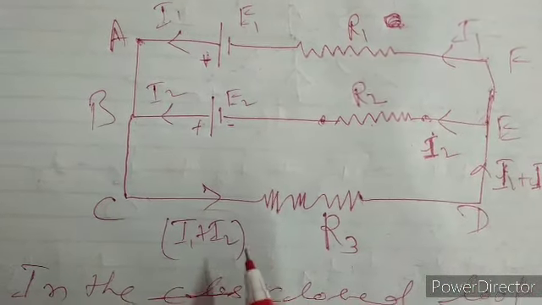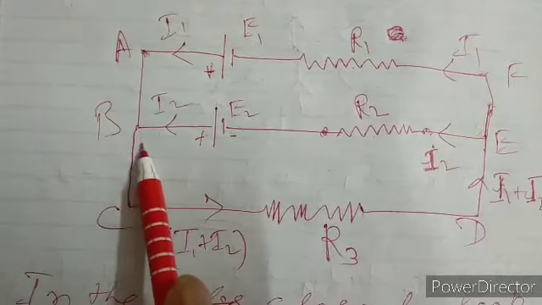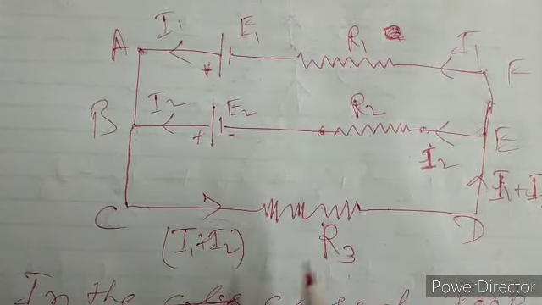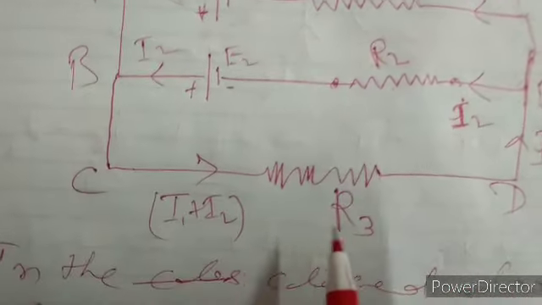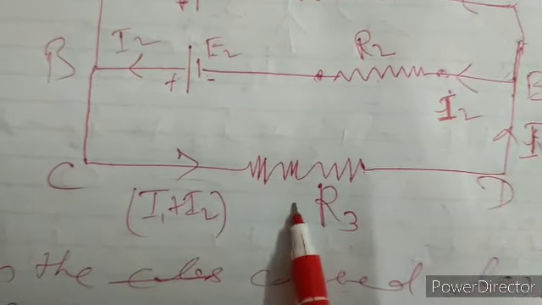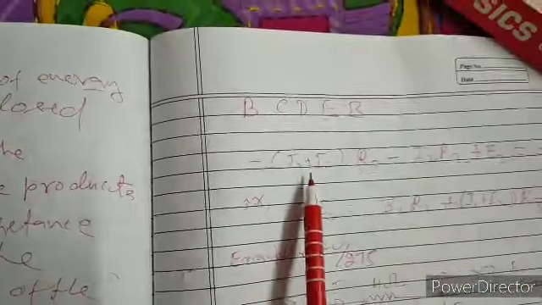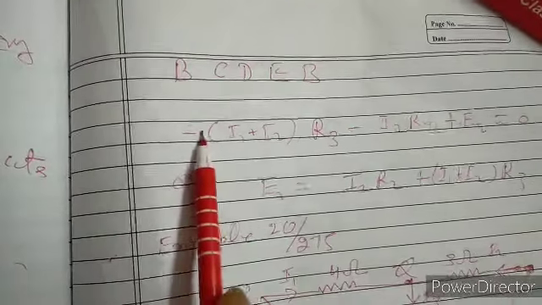C to D we are going. The current is I1 plus I2. I1 from here, I2 from here. The currents will add, I1 plus I2 is going through this way, and the resistance is R3. Now the voltage is (I1 plus I2) into R3. Is it positive or negative? The current is flowing in the same direction as us. Therefore negative. Minus (I1 plus I2) into R3, negative.